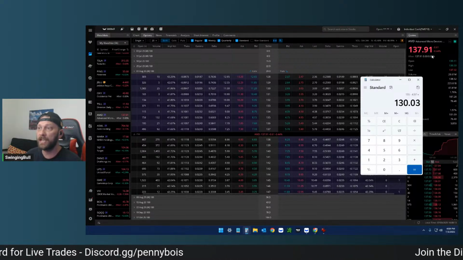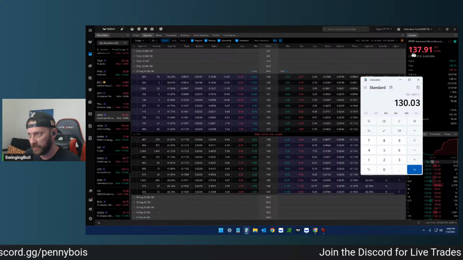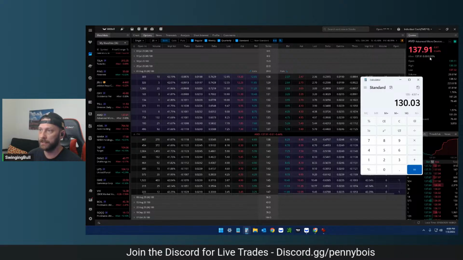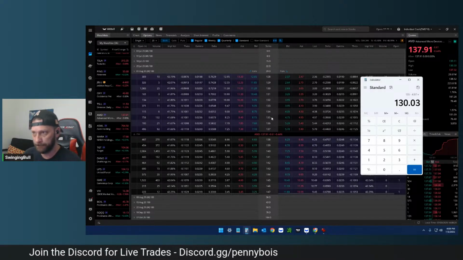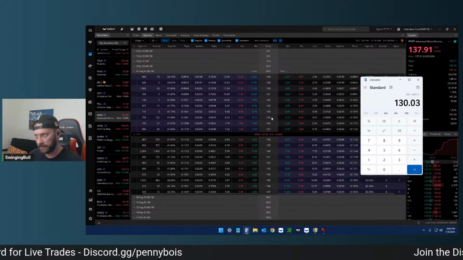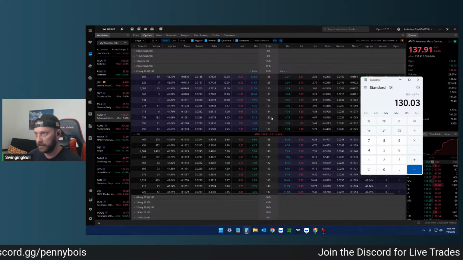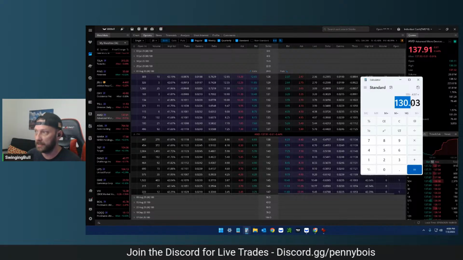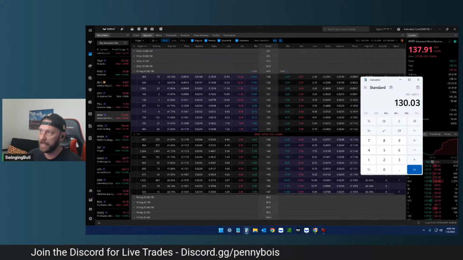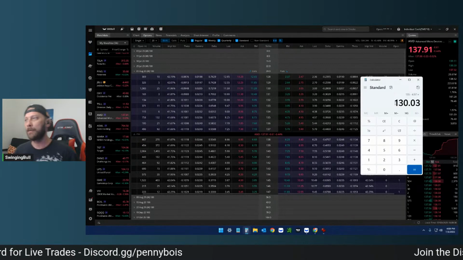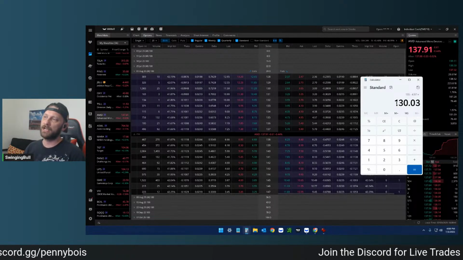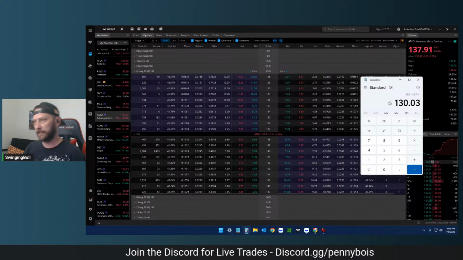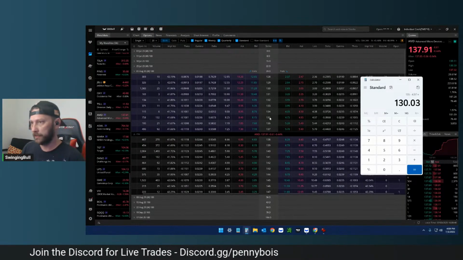To get 100% capture of the credit that you received when you sold to open the 135 strike put, you would need the price of AMD to be above 135. But there still is a little bit of a profit zone between your break even and, of course, the 135. So as long as it's above your break even, it will still be a profitable trade. And as you approach expiration, let's say it's trading around 132 or something like that. It's $2 above your break even, but it's $3 below your strike price.